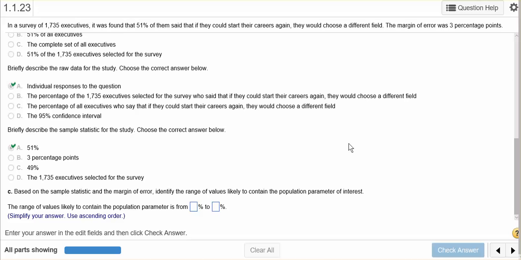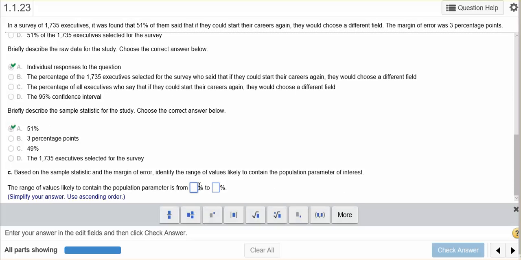Part C, based on the sample statistic and the margin of error, identify the range. So we take this number, our sample statistic, 51%, and we're going to say what range. We know this, it falls within 3 percentage points. So 51 minus 3, 48, and 51 plus 3, 54, is our range. That would be our confidence interval. That would be the range of values.